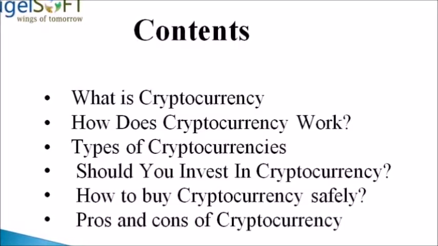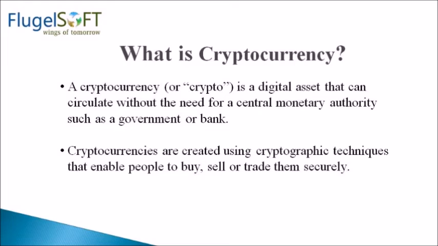Now, what is cryptocurrency? Cryptocurrency is typically decentralized digital money designed to be used over the internet. It is based on blockchain technology and secured by cryptography. To understand cryptocurrency, one needs to first understand three terminologies. One is the blockchain, number two, decentralization, and number three, cryptography.